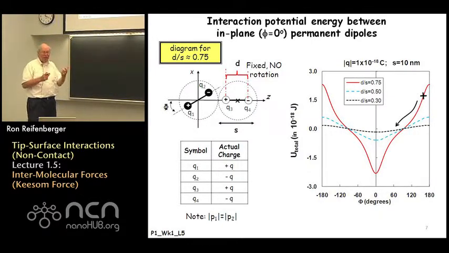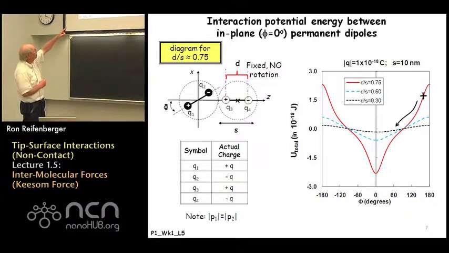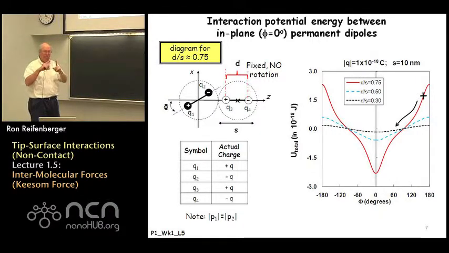But when D over S approaches unity, that means that the dipole moments start to come up close to one another. So I do the case D over S as 0.75. And you can see very clearly there's a very sharp minimum, which indicates that these dipole moments, if left to seek their minimum in energy, right, would all tend to align parallel to one another.